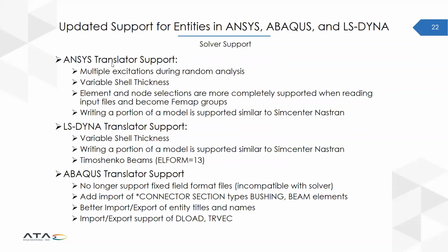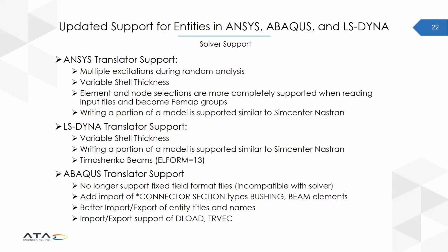And then to cover ANSYS, Abaqus and LS-DYNA, the ANSYS translator has been improved and support has been added for multiple excitations during random analysis. The ANSYS translator also supports variable shell thickness now, and element and node selections are more completely supported when those input files are read in. Those selections will become Femap groups. And then finally, with the ANSYS translator, you can now write just a portion of the model, and that'll be handled the exact same way it is when writing to Simcenter Nastran, where you essentially have a group that has everything in your model that you want for a specific analysis, and you write just that.